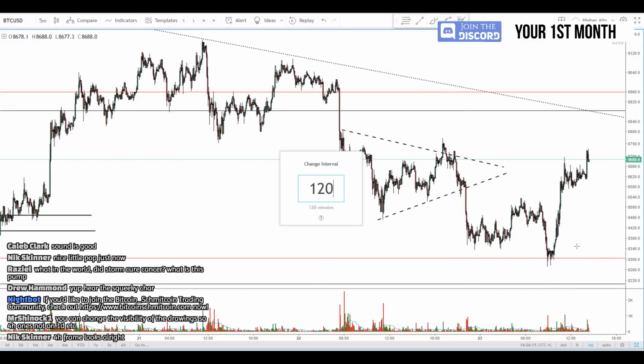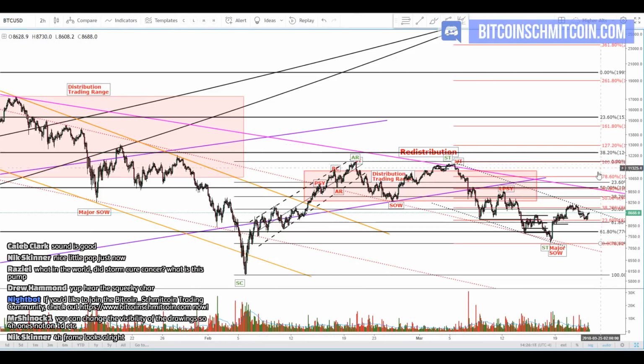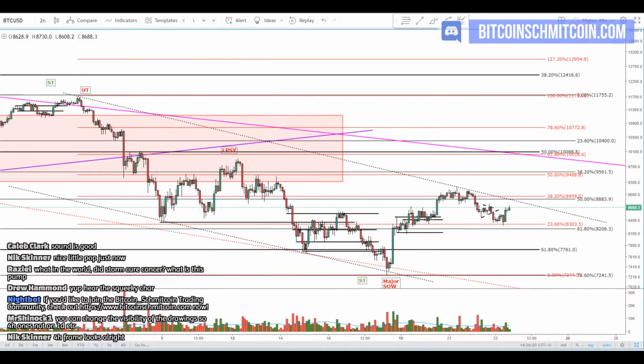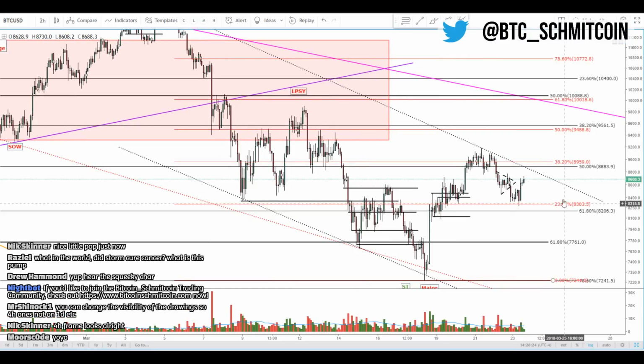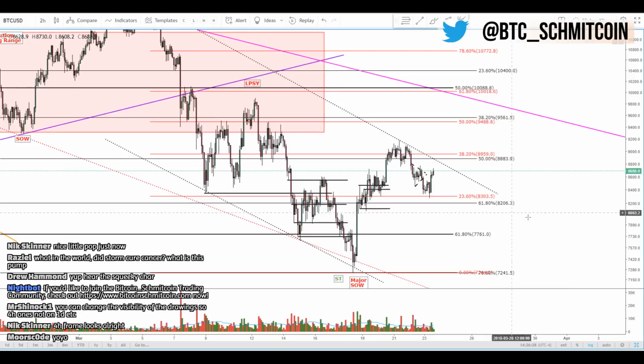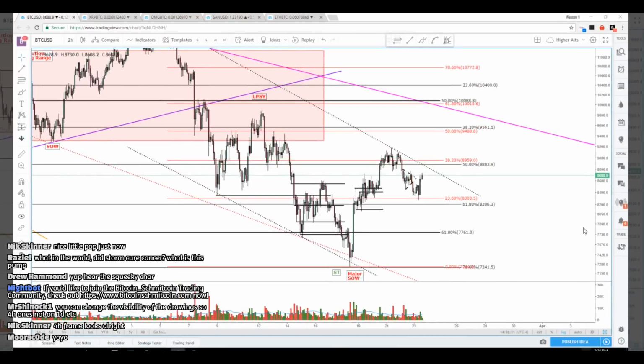The one thing that the bulls do have going for them is this potential inverse head and shoulders here. So that might be the saving grace. But if we break below this 23, that coincides with another strong level of support. So keep an eye out here for this level.